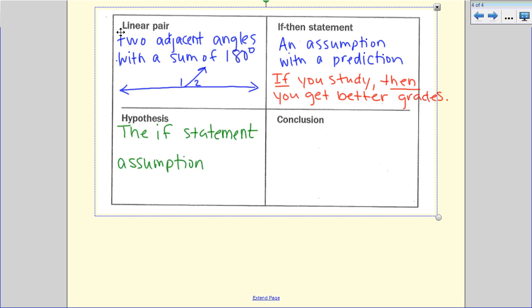The conclusion is the then statement. Okay? And that's your prediction. I'm going to predict that you do better on the test or you get better grades. All right, you guys will then have a review assignment to go with this.